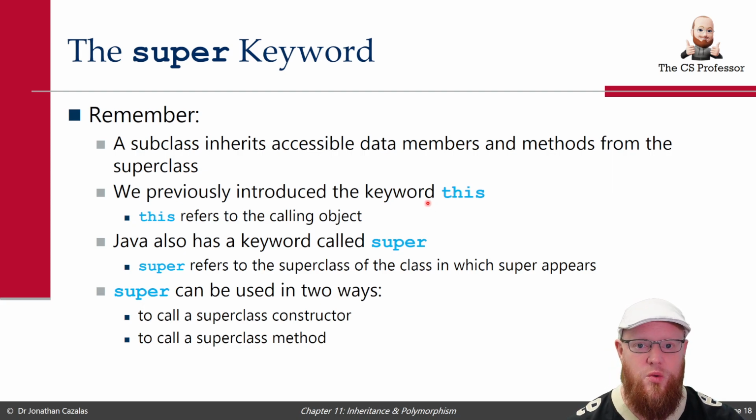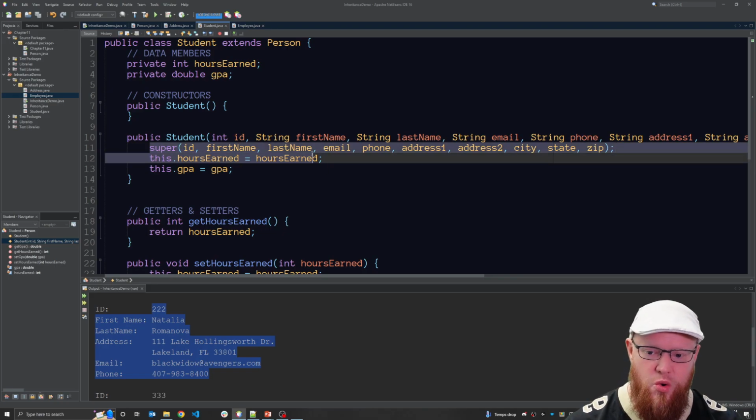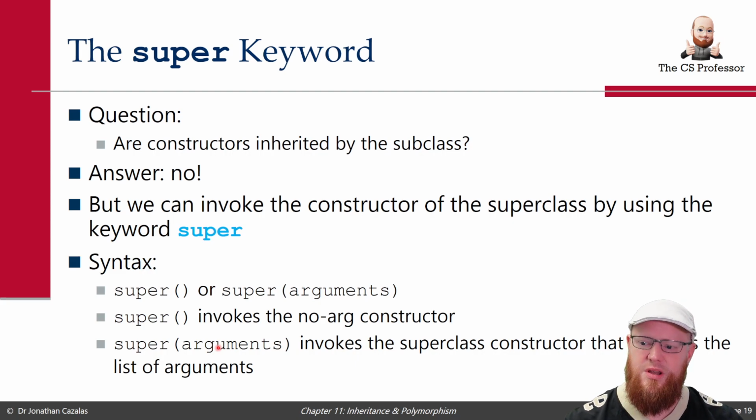And we can use that keyword super in one of two ways. We can either use it to invoke a superclass constructor, which is what's happening right here. We're invoking the superclass constructor, or we can use the keyword super to explicitly invoke a superclass method. And we're going to cover both of those. First, a question. Are constructors inherited by the subclass? And the answer is no. Constructors are not inherited.